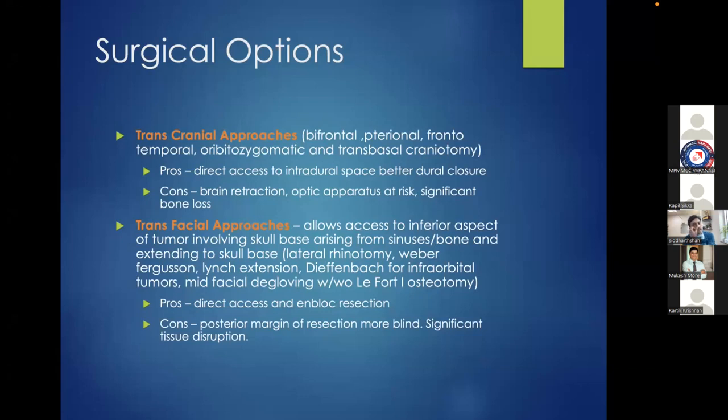Different approaches like lateral rhinotomy, Weber-Ferguson, Lynch extension, Dieffenbach, mid-facial degloving, or using a Le Fort osteotomy to access the higher positions. The benefit is it's a direct approach and you can do an en bloc resection, but the problems are it leaves behind a facial scar. At the same time, the deeper margins are blind. You cannot take a controlled deeper margin, and you tend to get positive margins on the deeper aspect.